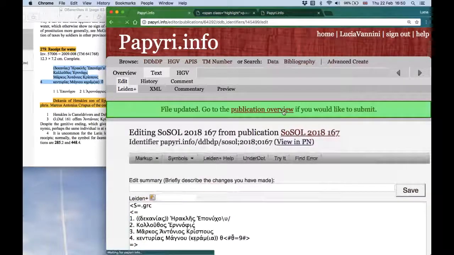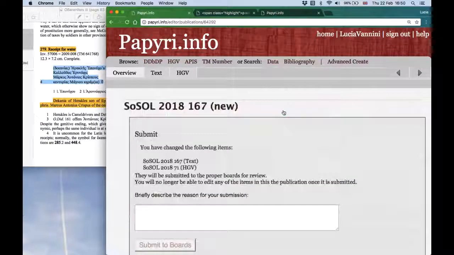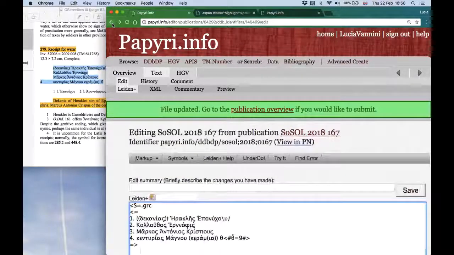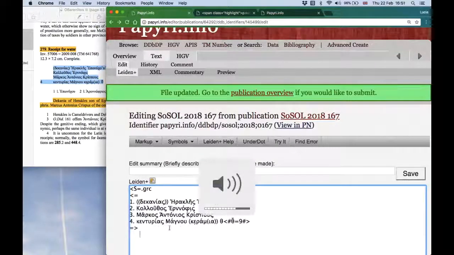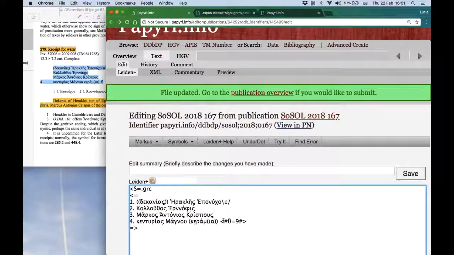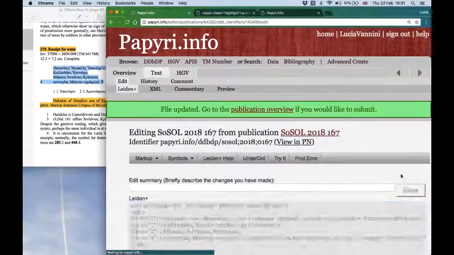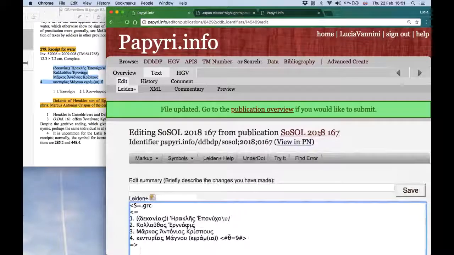Lucia, you might want to get rid of the original theta before you tag the number. It's just a small thing. Sorry. So where you tag the number on line 4, the original theta is still there. Oh yes, yes. Okay, sorry. Oh, so we need to save again. And then publication overview.